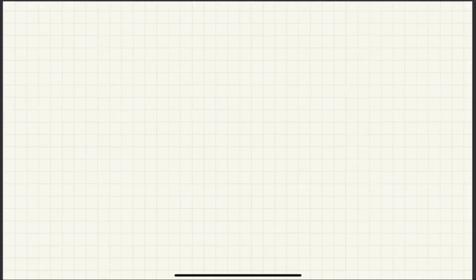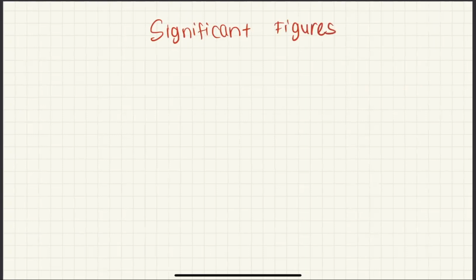Hi everyone. So today we are going to learn about significant figures. There are rules to know which numbers are significant and which numbers are insignificant.